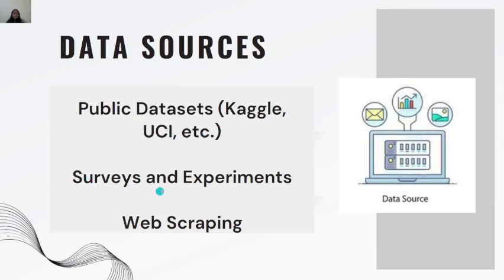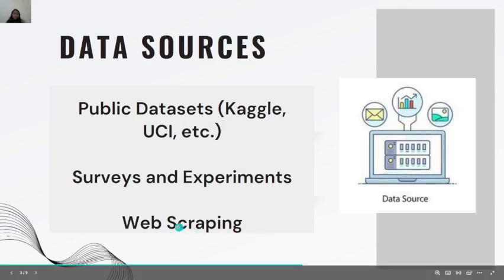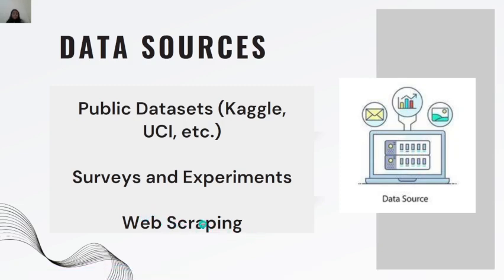Next, we have surveys and experiments. We can collect data directly by conducting surveys and experiments, especially for more specific niche data types. Next we have web scraping. This is the process of extracting data from websites. Tools like Beautiful Soup in Python are often used to scrape data from the web. In the next video, we will discuss how to clean and prepare this raw data to analyze.